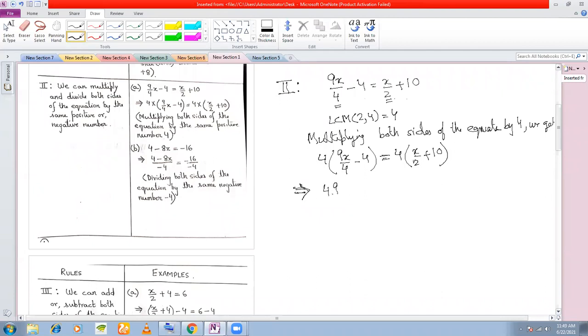This will become 4 into 9x by 4 minus 4 into 4 is equal to 4 into x by 2 plus 4 into 10. So that now see all the denominators have been removed. This 4 will cancel here. You get 9x minus 16 is equal to 2x plus 40. So now you see these were fractions here. Now you see that I have removed the fractions from both the sides, right?